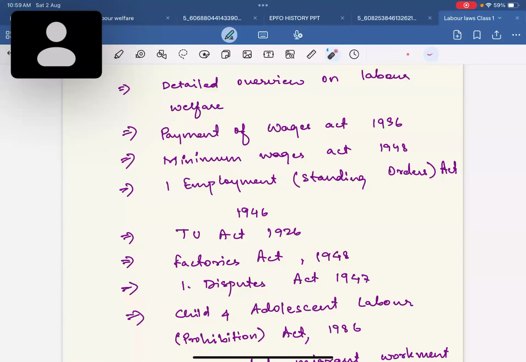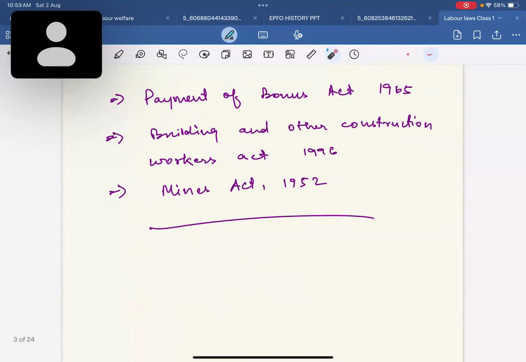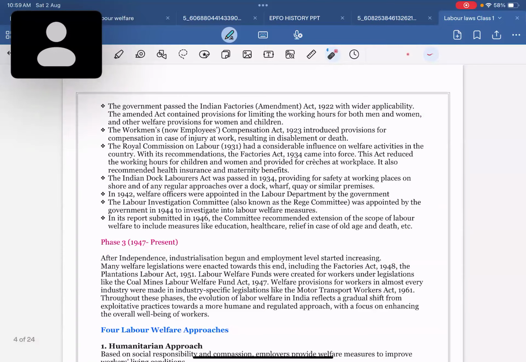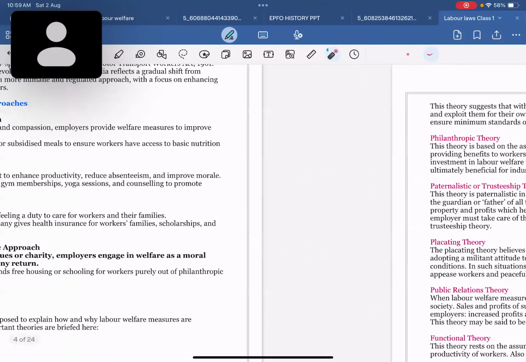We are going to discuss all these acts very holistically, so do not worry about that when I am skipping anything in the beginning.